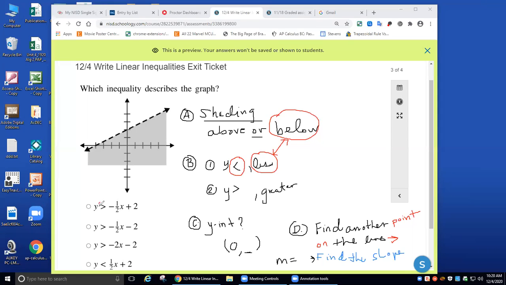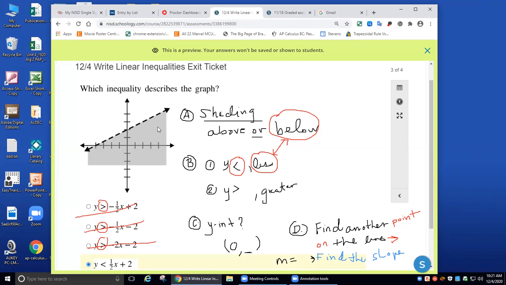Do you notice how all of these are facing the wrong direction? You guys see that? So guess what? Wrong, wrong, wrong. There's my answer selection, right? Does that make sense? Right away, it helps me out. I didn't have to do much math. I figured it out because I know the direction of the inequality.